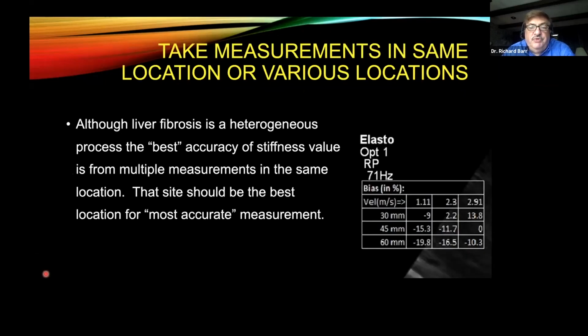So where should we take the measurements? In the same location or various locations? So we know that this is a diffuse process. However, the best accuracy in liver stiffness value is from multiple measurements in the same location.